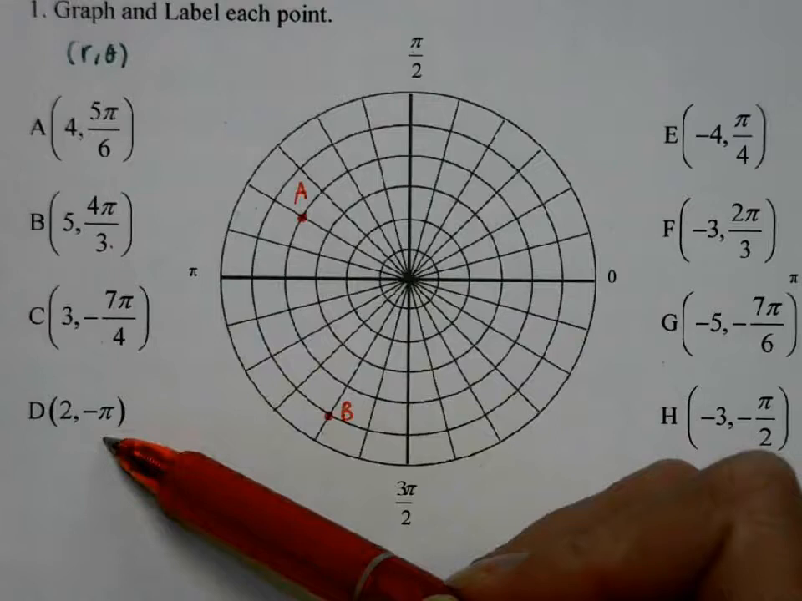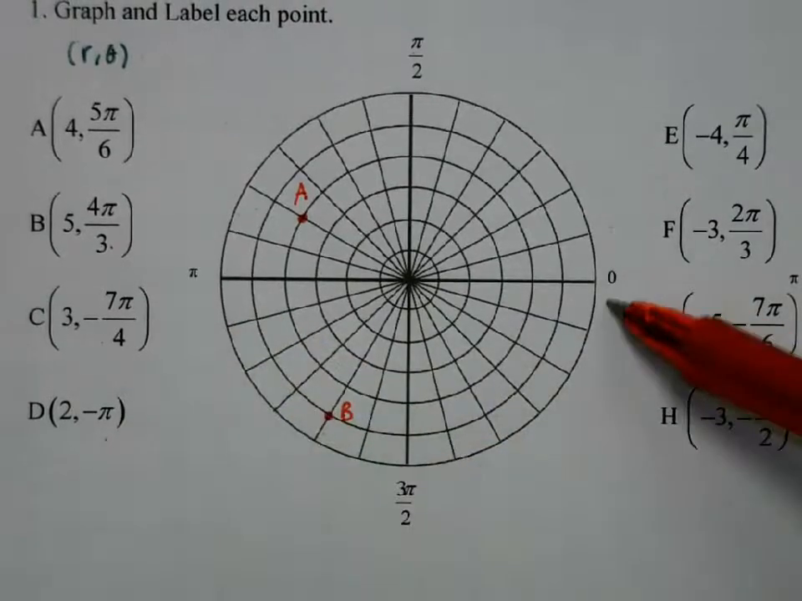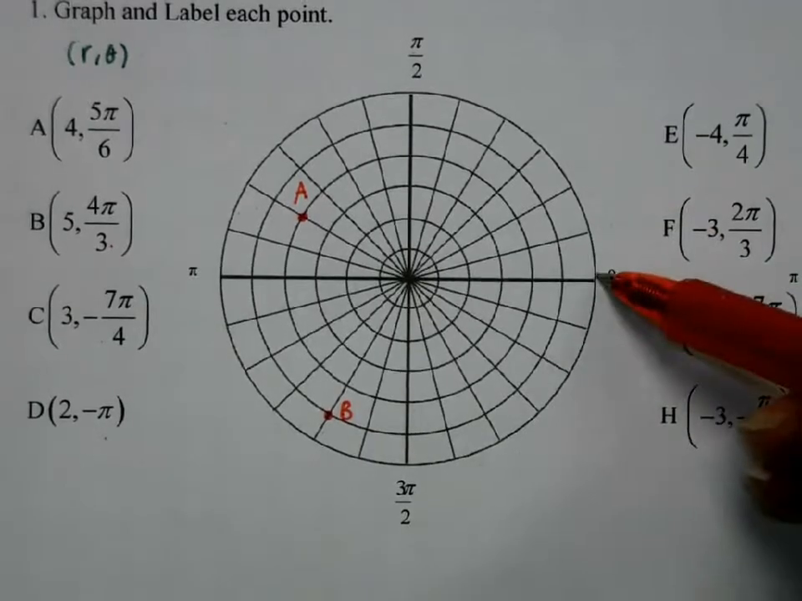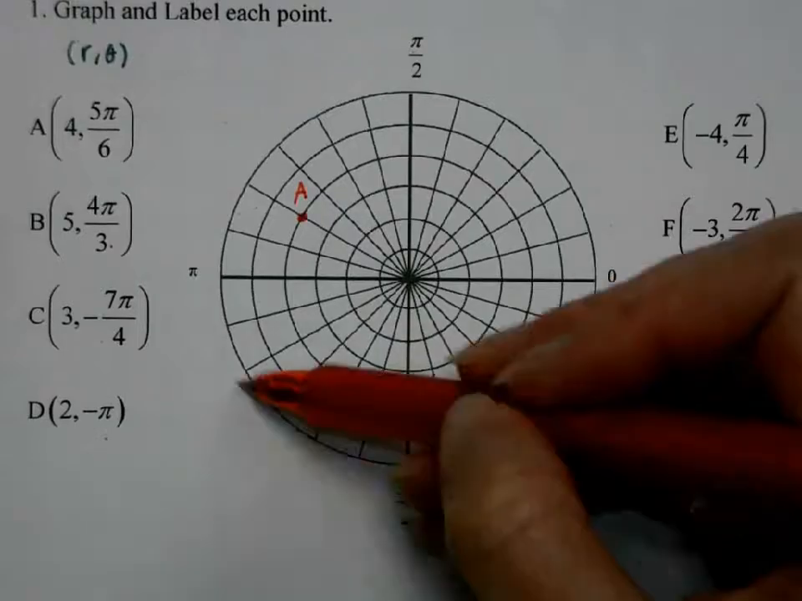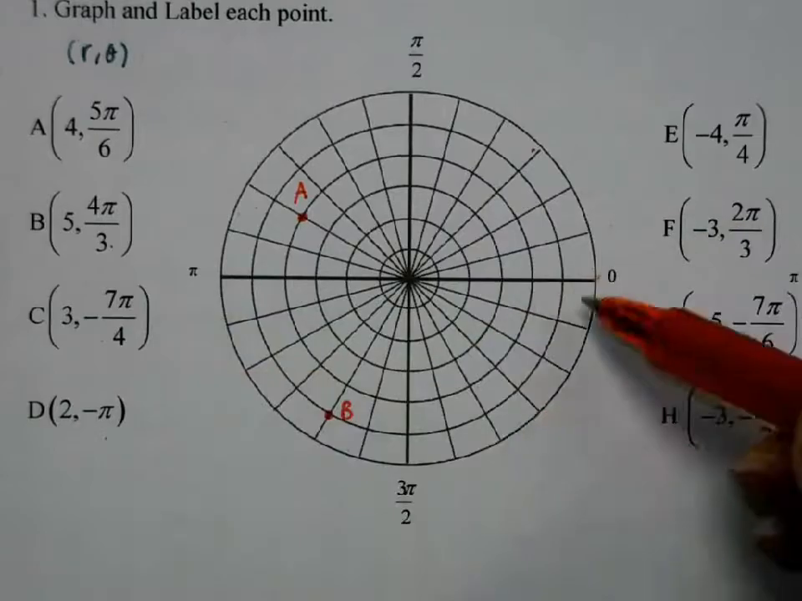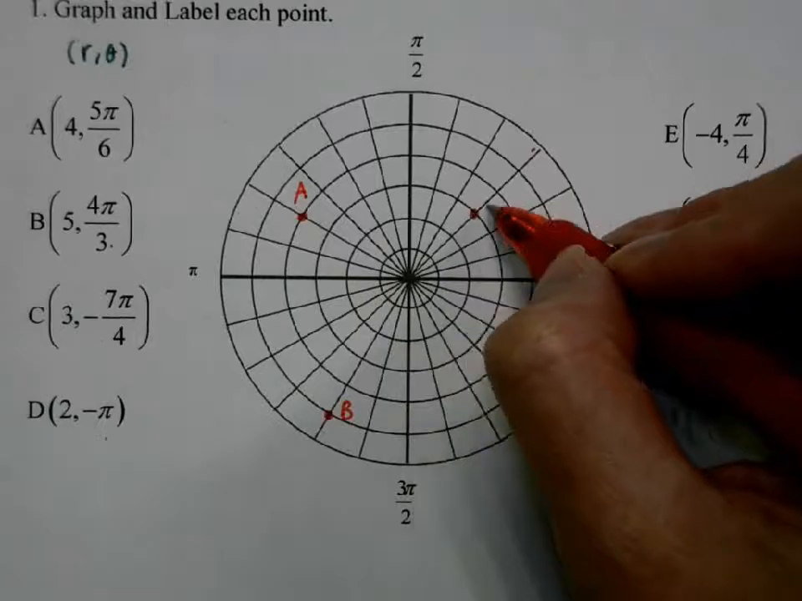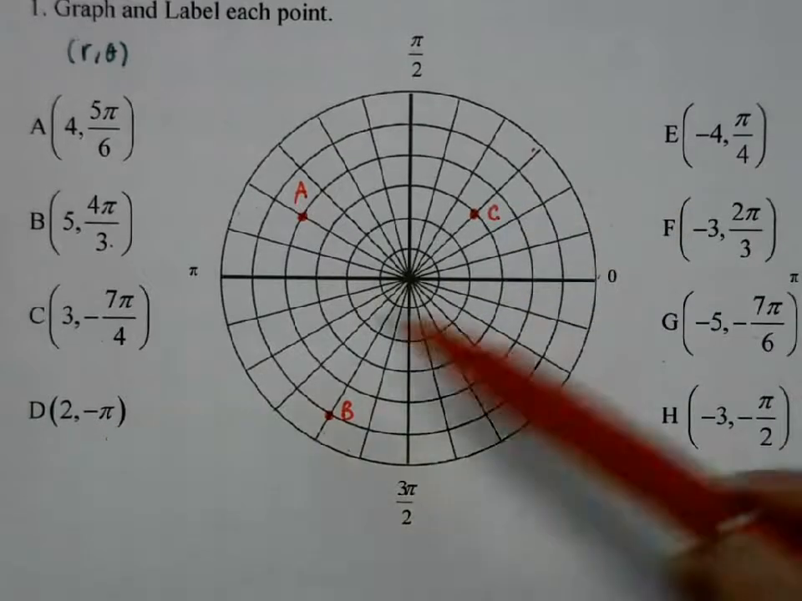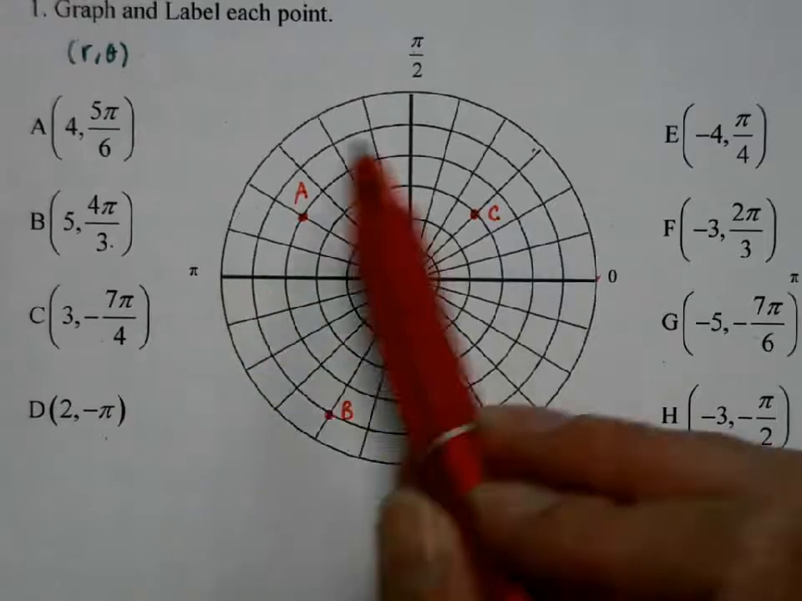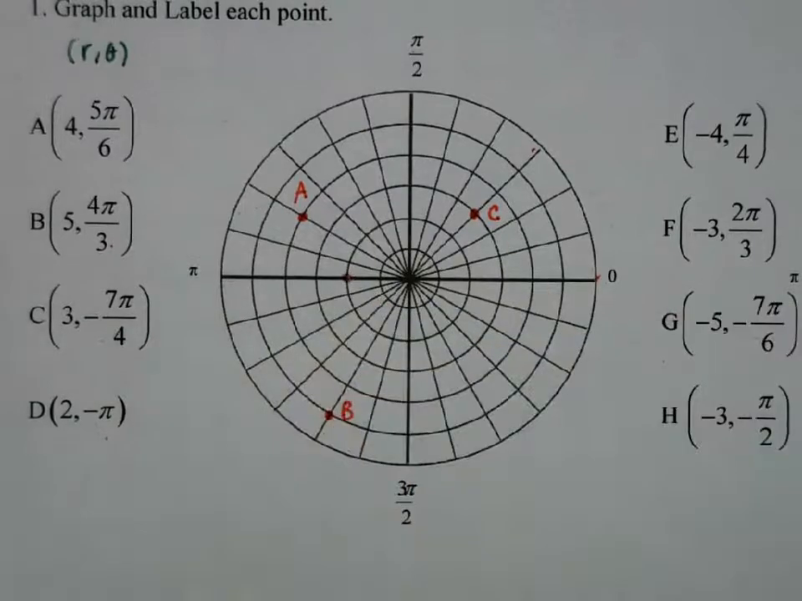When we have a negative angle, like in these two, our angle is going to be measured going clockwise rather than counterclockwise. So a negative 7 pi over 4 is going to go this direction. Positive 7 pi over 4 goes this direction. This is negative 7 pi over 4. Okay, and then negative pi would be here, which is the same as pi, because pi goes this direction, negative pi goes this direction. But we're going to go 2 units out there.